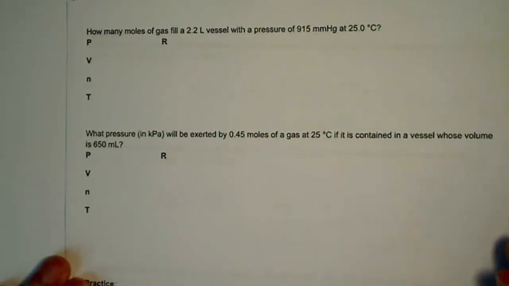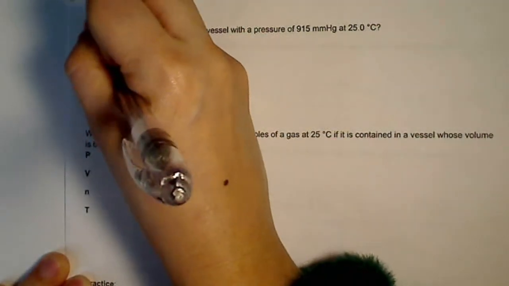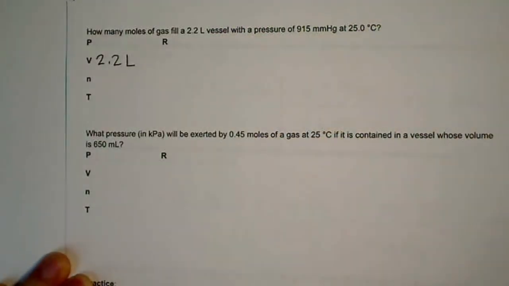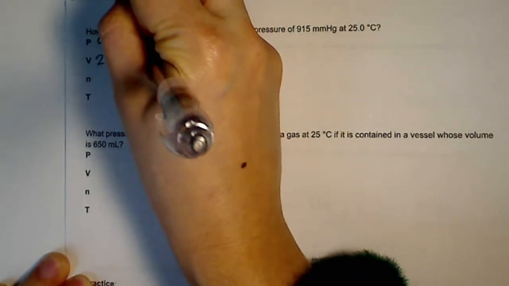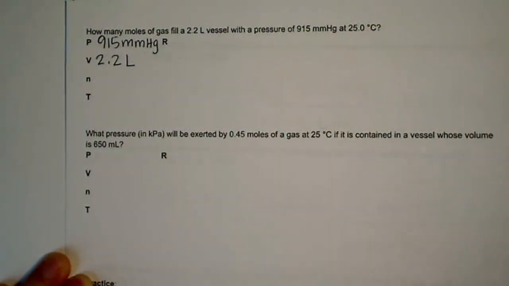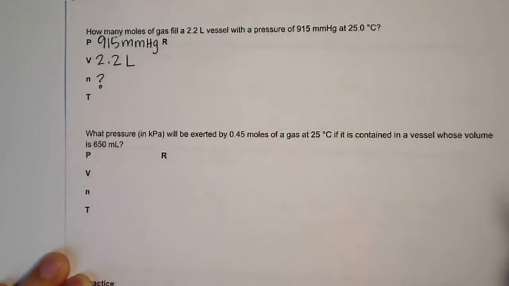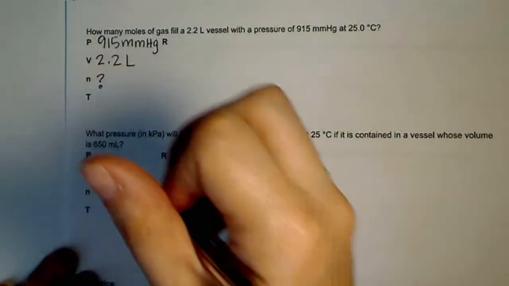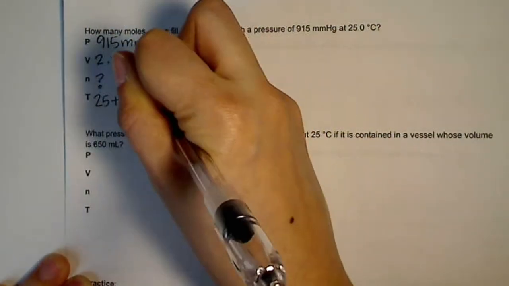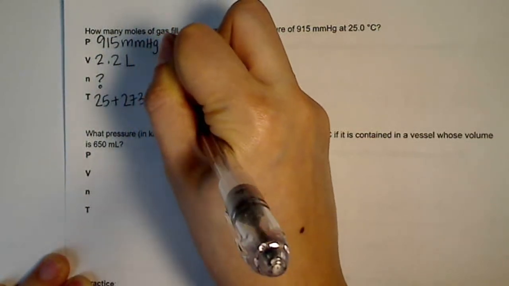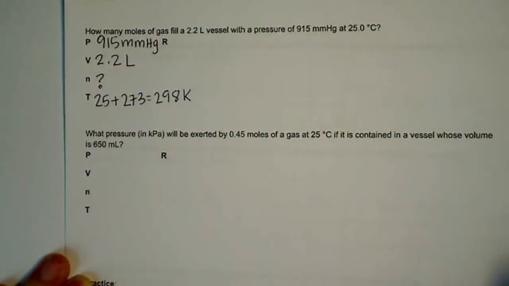On the next page, you're looking for the number of moles. It says, how many moles of gas fill a 2.2 liter vessel? Well, my volume is 2.2 liters. My pressure is 915 millimeters of mercury, that is a unit of pressure. My number of moles, I don't know, that's what I'm solving for. My temperature is 25 degrees Celsius. Again, Celsius is not going to cut it, so we're going to add 273, and that gets me 298 Kelvin.